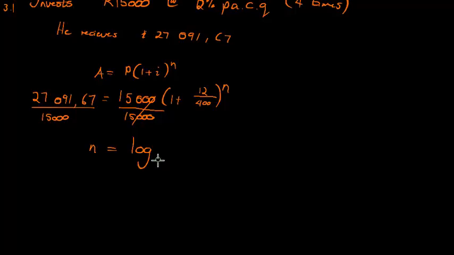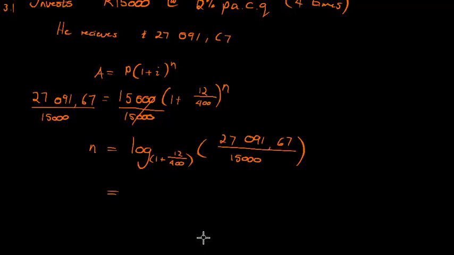What are we going to use for the log's base? This amount, whatever you get. You can simplify it in your calculator if you want, or when you type it in, most calculators can choose any base. And then the value here would be 27,091.67 over 15,000. So I just use my calculator for my final answer. What do you get if you do that calculation?